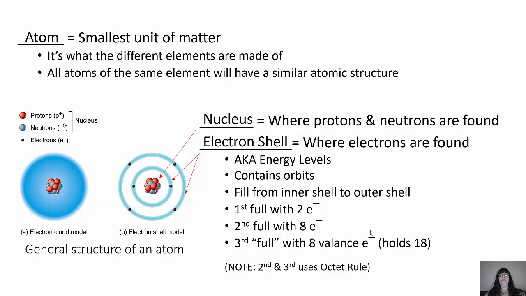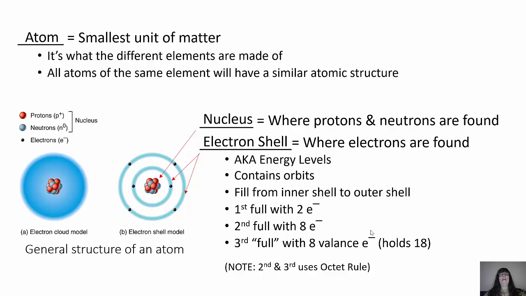But the electrons fill from the inner shell to the outer shell. Now, what's important to note is that the first energy shell is full with 2 electrons. All of the rest contain 8. Technically, that third shell holds up to 18, but it's full for our purposes with 8 electrons.